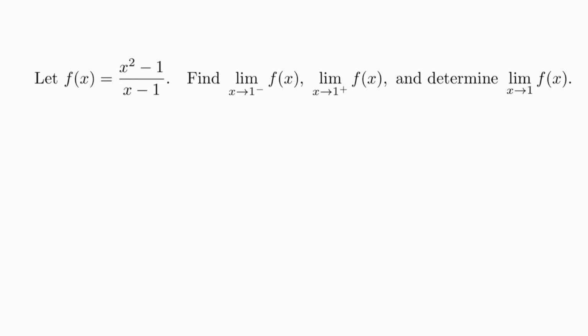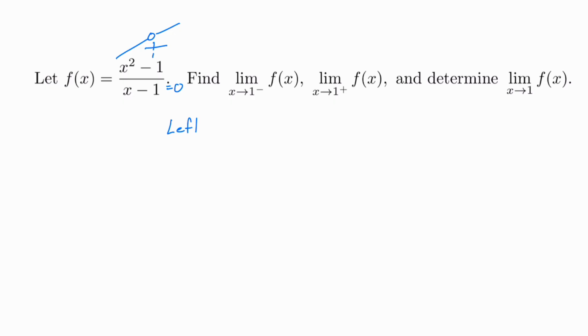For our next question here, we've got f of x is equal to x squared minus 1 divided by x minus 1. So this is once again one of those questions that looks like a line with a hole at it, where the denominator is equal to 0, so this would be at 1. So let's go ahead and find our left and right-handed limits.